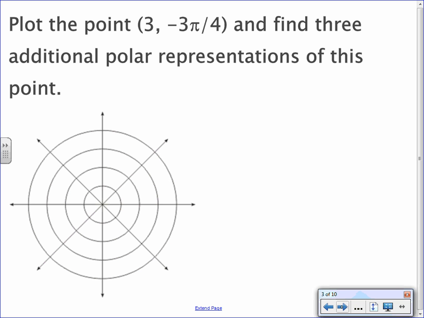It does not matter whether you go your distance of r and then rotate it, or if you rotate it to theta and then go your distance r. I prefer to rotate first and then go out my r distance. You can do it however you'd like. So in this case, negative 3 pi over 4 is my angle. Here, what I'm highlighting in red, this is where we're rotating from. If I rotate negative 3 pi over 4, where am I going to end up?